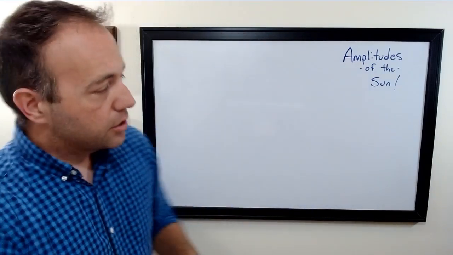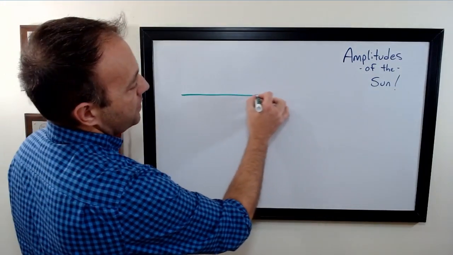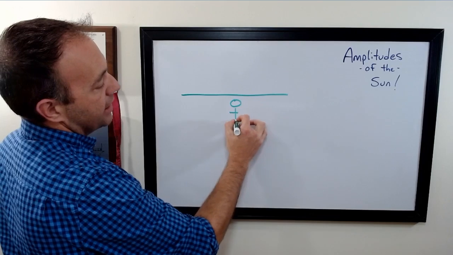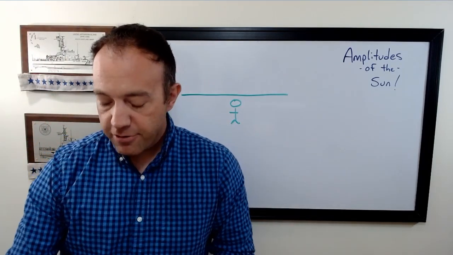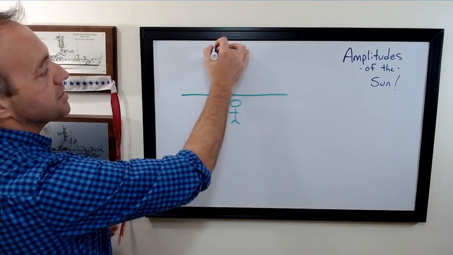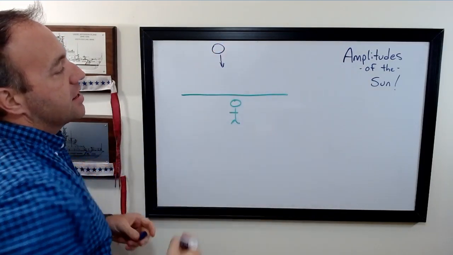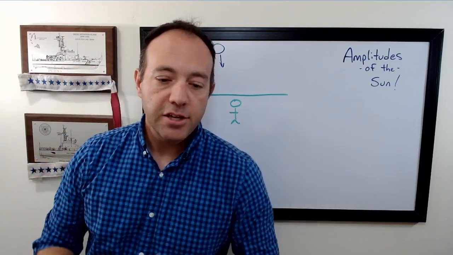So what you're going to want to do is picture yourself out at your favorite beach, right? And you're waiting there. You're waiting for sunrise or sunset. Let's say you're waiting for sunset. The sun is coming down towards the horizon, and you're just waiting there.